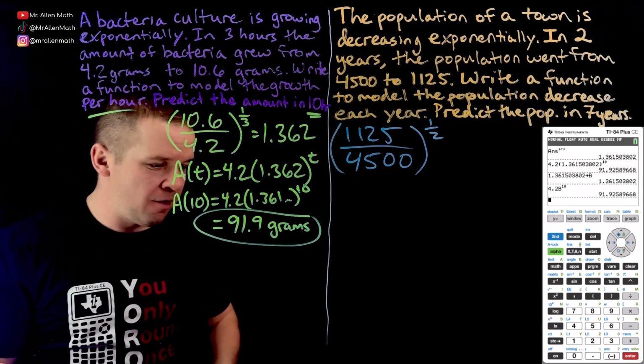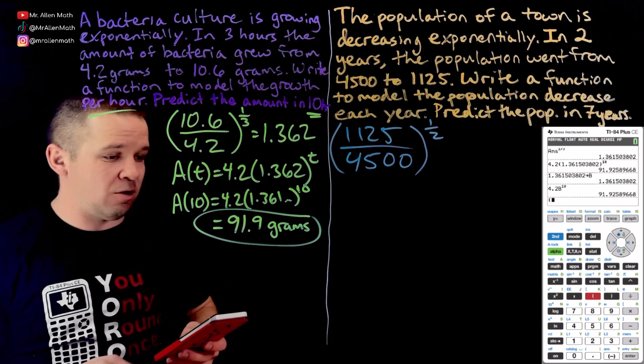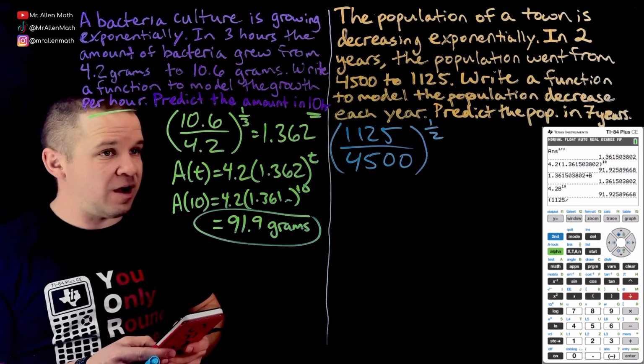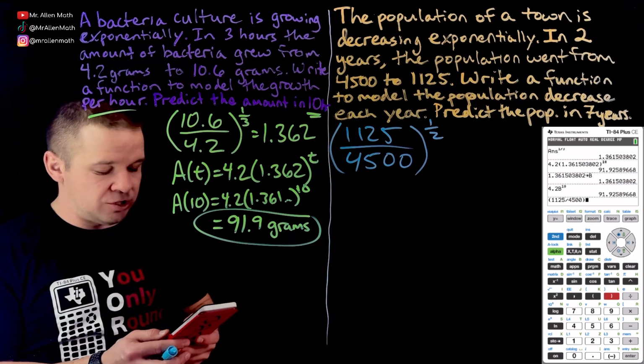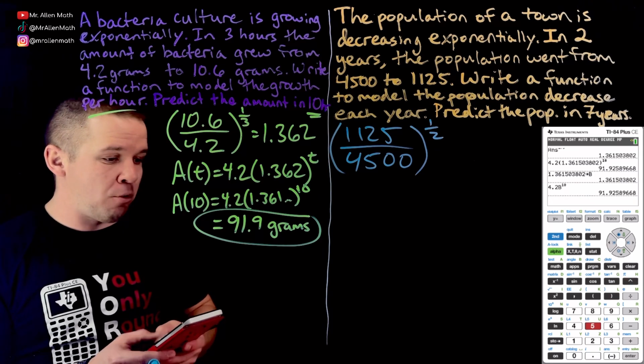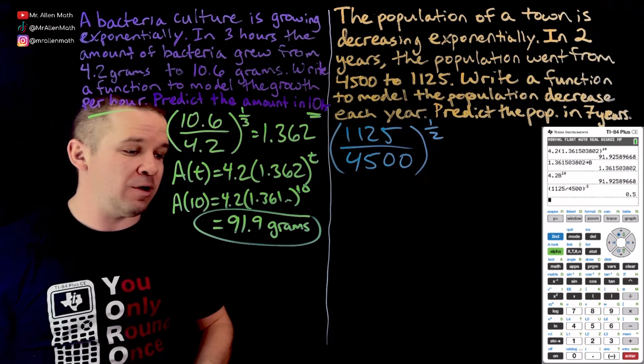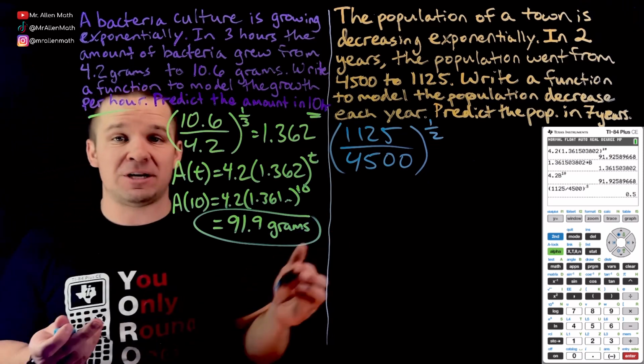All right, so let's type all that in. I can just do it all at once. 1125 divided by 4,500. You could do a fraction. You don't have to. Division works just fine. We'll raise it to the 1/2 or 0.5. Hit enter, and we get 0.5. Okay, so it's a 50% decrease.